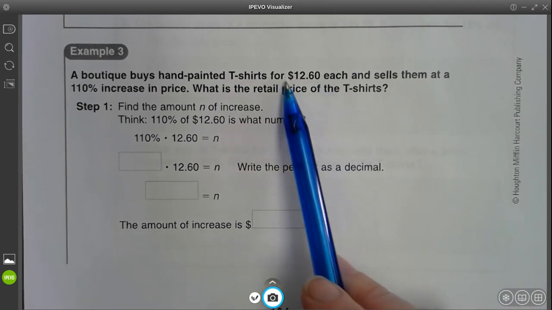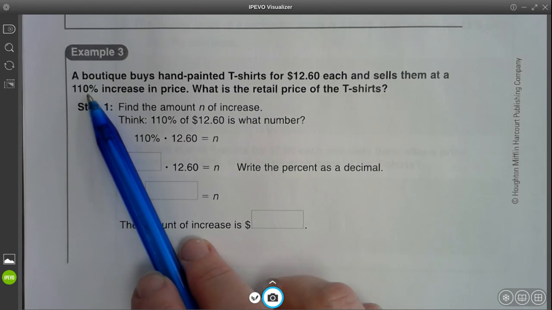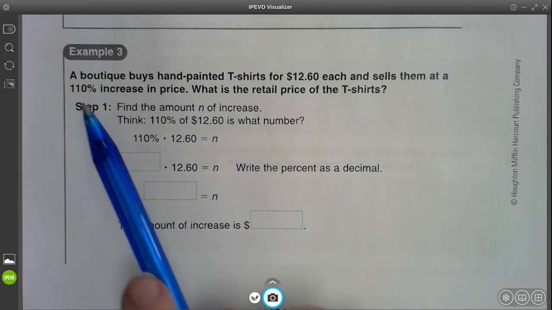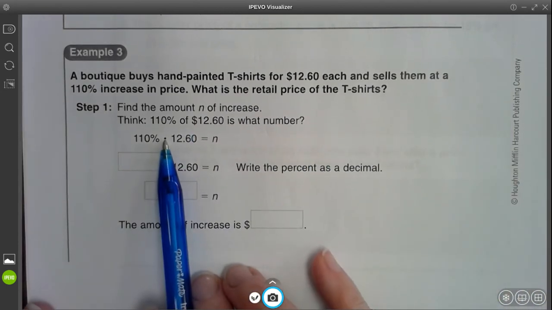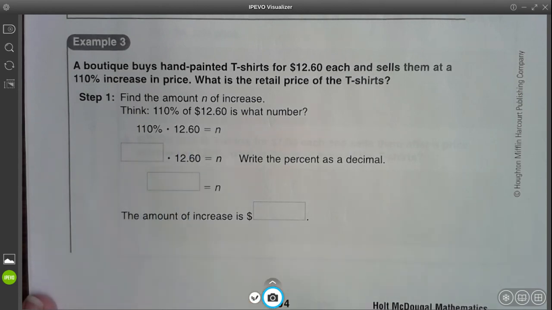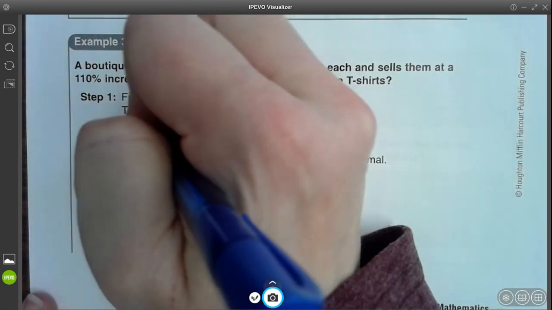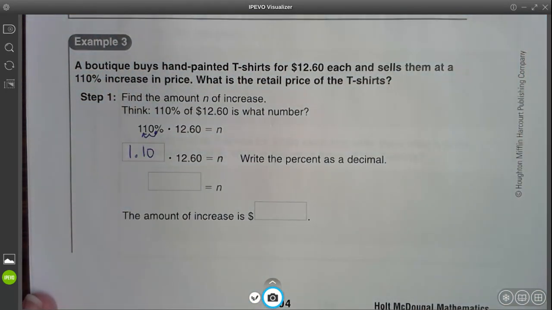Okay, so they're going to sell them at more than 100% of the price because they want to make a profit, right? If they sold them at 100% price, that'd be $12.60. But they're going to increase it to 110% of the original price. So of again means multiply. So we're going to multiply 110% times $12.60. We have to change 110% to a decimal. So moving that decimal point 2 to the left, we get 1.10.